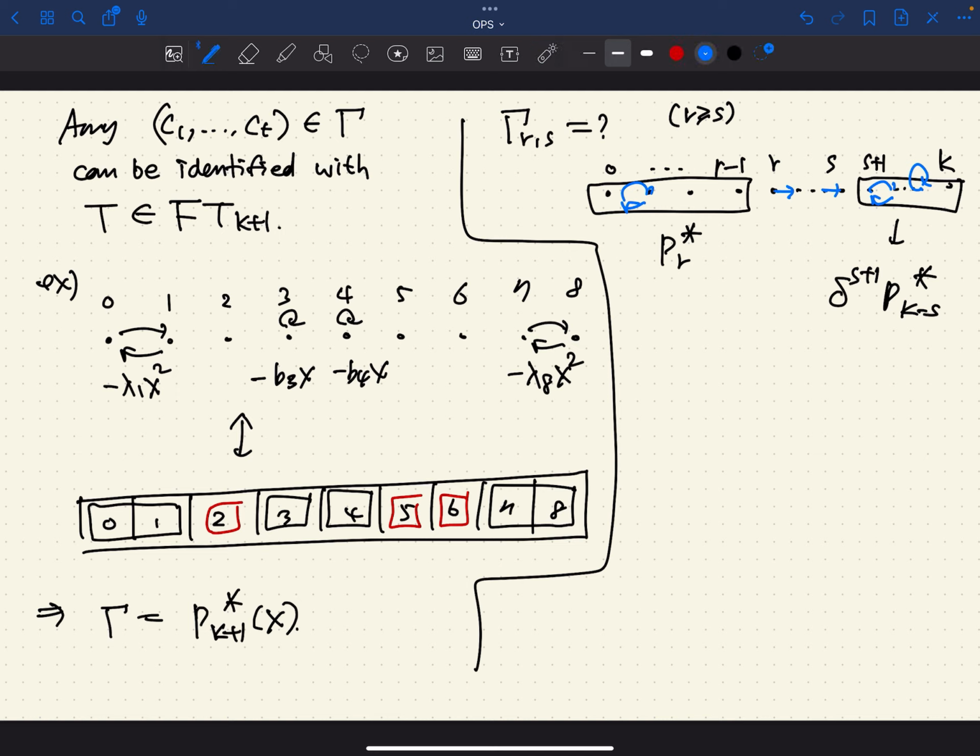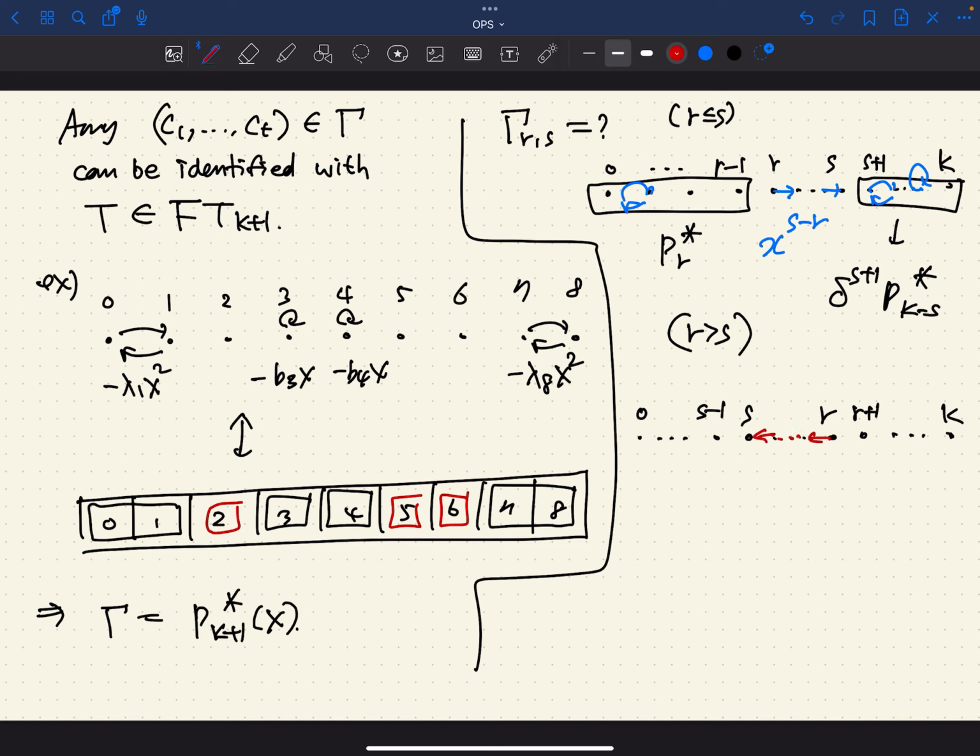But what is the weight of this? If you go this way, the weight is always x. Every step has weight x. So this gives us x to the s minus r. But what about the other case? I think I made a mistake here. r less than s, r greater than s. We have the exact same situation. 0, s minus 1, s, r plus 1, k. But we have to go backward because we have to go from r to s. This is the only way.